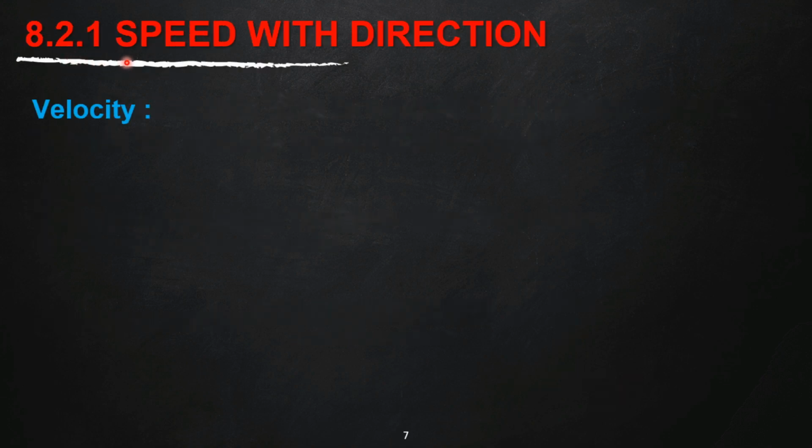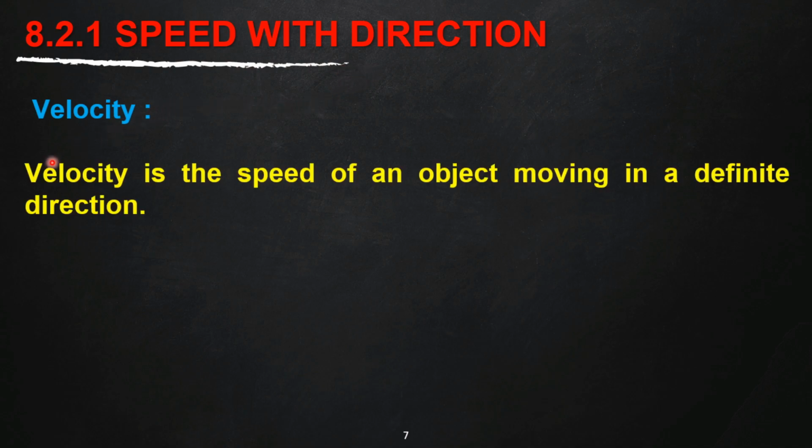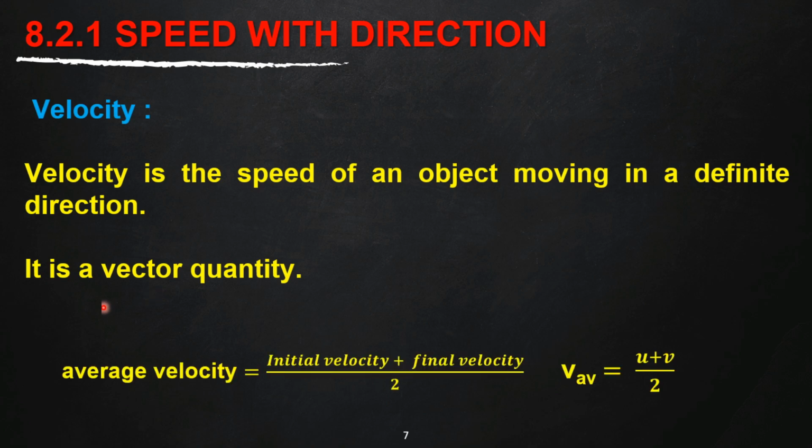Our next topic is speed with direction. That means it is velocity. Velocity is the speed of an object moving in a definite direction. Velocity and speed are one and the same. But if the speed is having a definite direction, it will be called as what? Velocity. It is a vector quantity. Why? Because the magnitude as well as direction is considered.